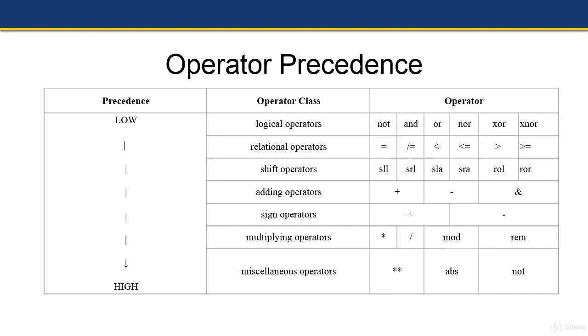When an expression is evaluated containing different operators and operands, there must be a predefined order of evaluation. The expressions are evaluated from left to right with operators of like precedence. In the table here, we can see that there's an increasing order of precedence from the top to the bottom. The lowest would be the logical operators, next the relational, next the shift, and so on and so forth.